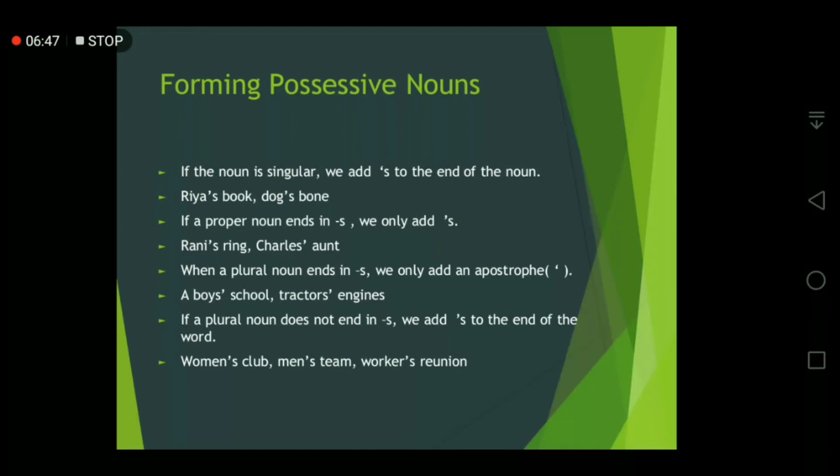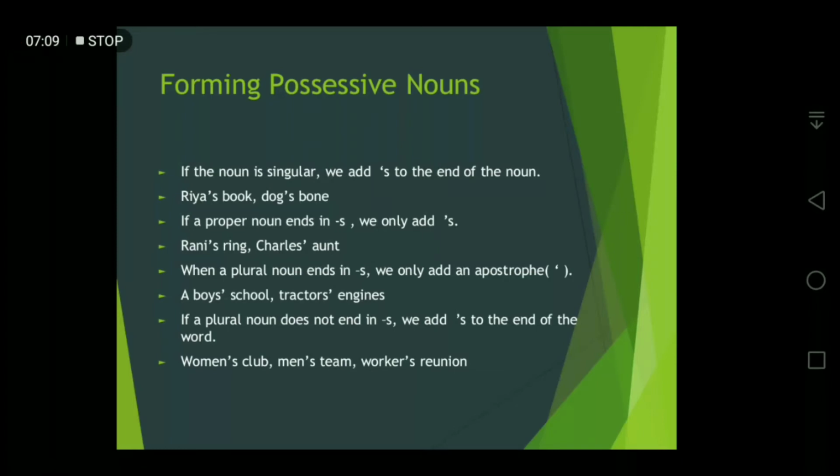First, if the noun is singular, we add apostrophe s to the end of the noun, like Ria's book, dog's bone. Ria is singular, dog is singular. So we only have to add apostrophe s. That's it, to make it a possessive noun.